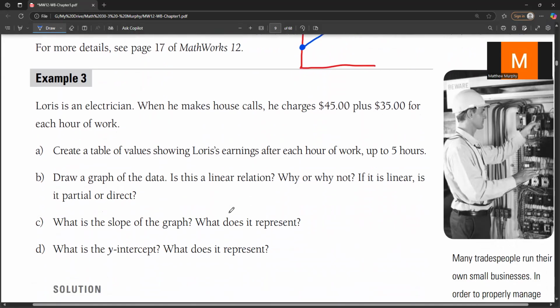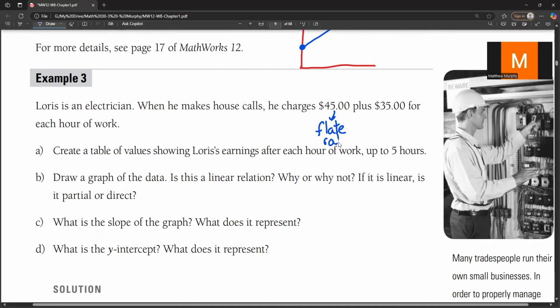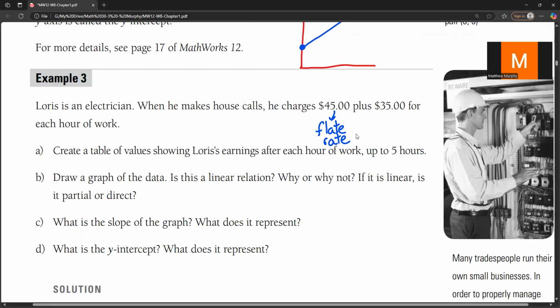So example 3, Loris is an electrician. When he makes house calls, he charges $45, also known as a flat rate, plus for every hour of work, he charges $35.